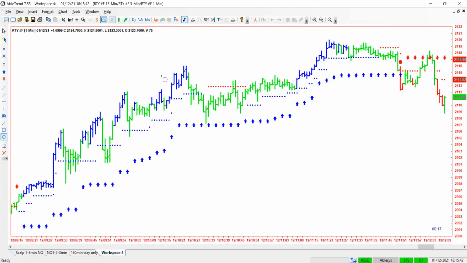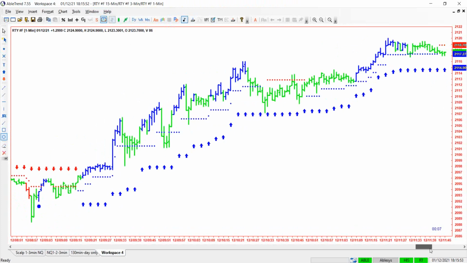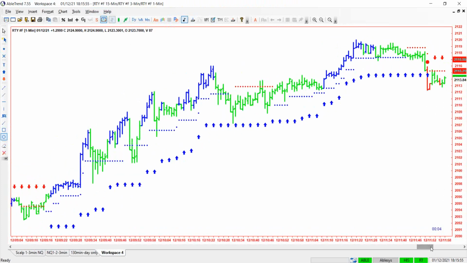I want to also show you the Russell, because I really like the Russell. Really big fan of the Russell, both trend and scalp. But this is the scalp chart, because some people have very small accounts. They don't have a lot of margin. They don't have a lot of money in their account. So you need more margin.